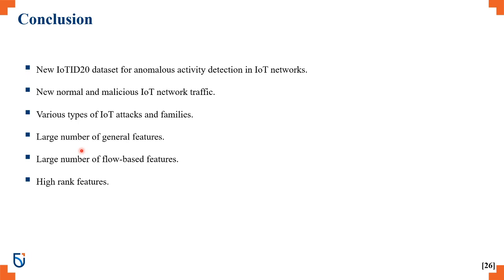In conclusion, let me sum up my main points. In this paper, we propose a new adopted IoT dataset for anomalous activity detection in IoT network. Our proposed dataset provides new normal and malicious IoT network traffic. Various types of attack are provided in the dataset. The dataset provides a large number of general features. It provides a large number of flow-based features and high-rank features.